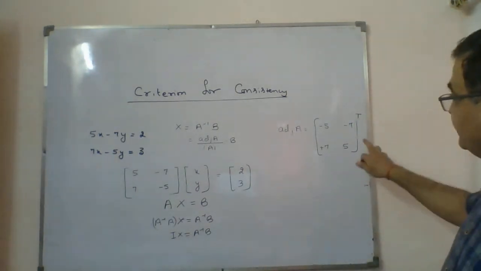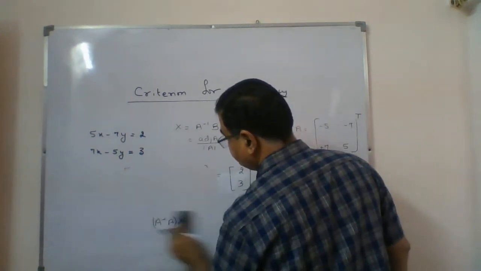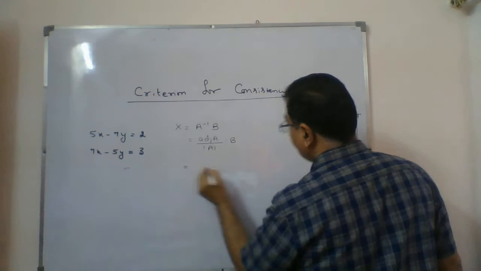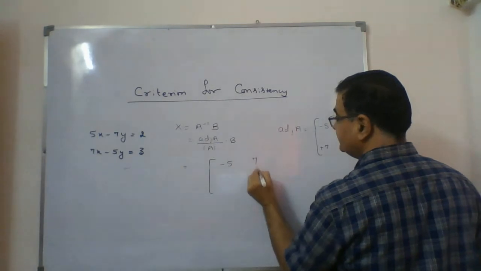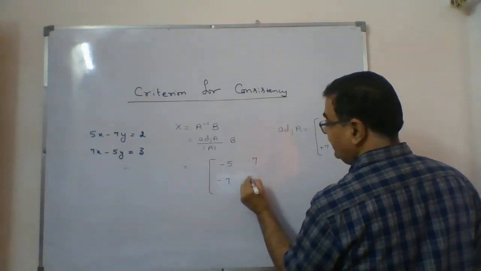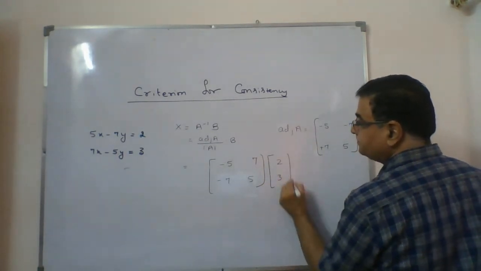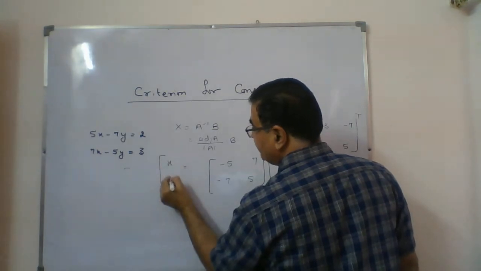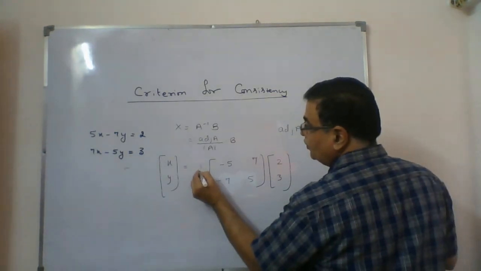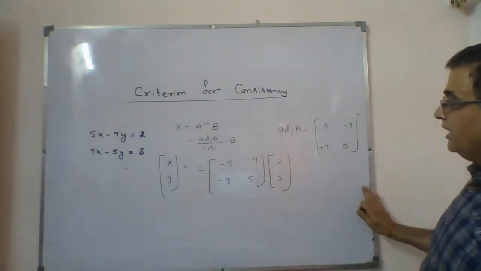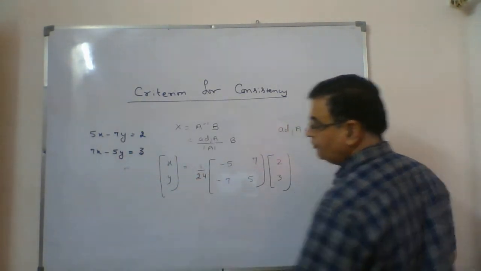And as you got the adjoint is this, now I can solve it easily. Adjoint of A, take the transpose of it: minus 5, 7, minus 7 and 5. B was 2 and 3. And X is what? That was X and Y. And what about the determinant value? It was 1 by the determinant. We have calculated that, it was 24. So that was divided by 24.